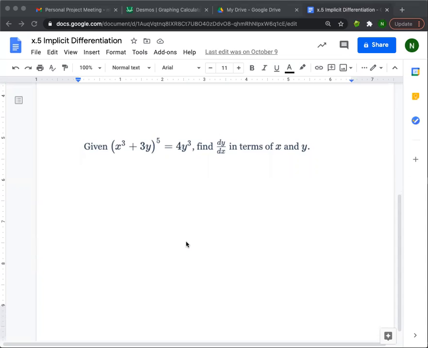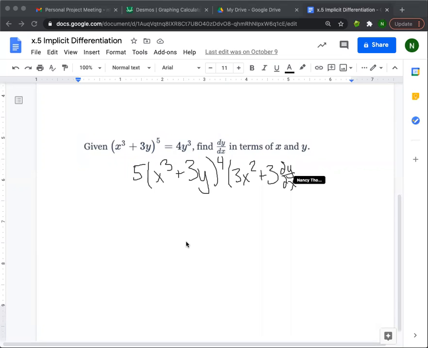So here, in terms of chain rule, what I'm left with is I will have 5 times (x cubed plus 3y) to the 4th power. It's the first step of chain rule. And then I'm multiplying times the derivative, which would be 3x squared plus 3 dy/dx. And then that's going to be equal to 12y squared dy/dx.